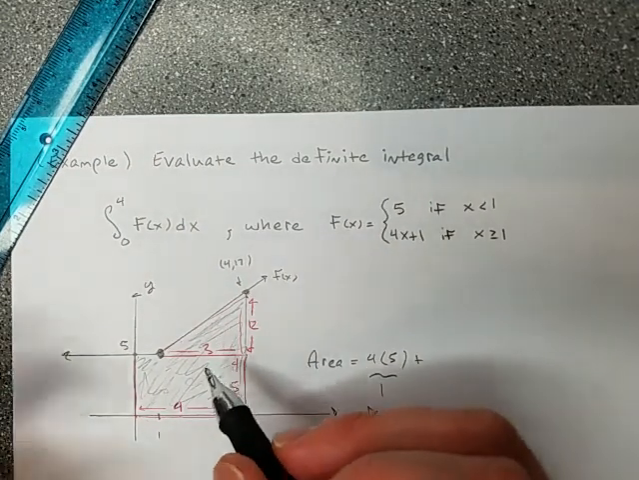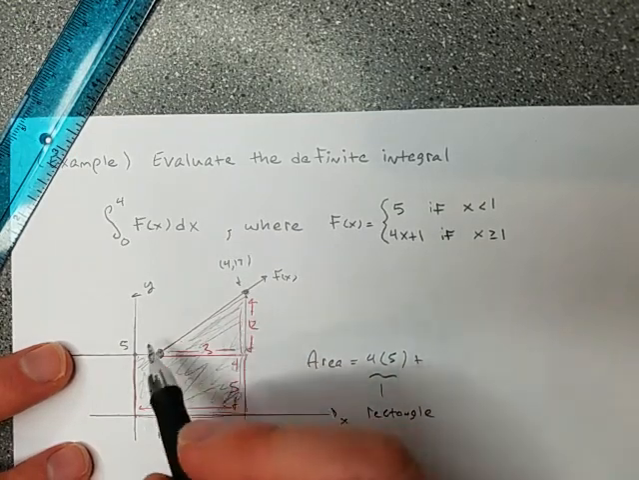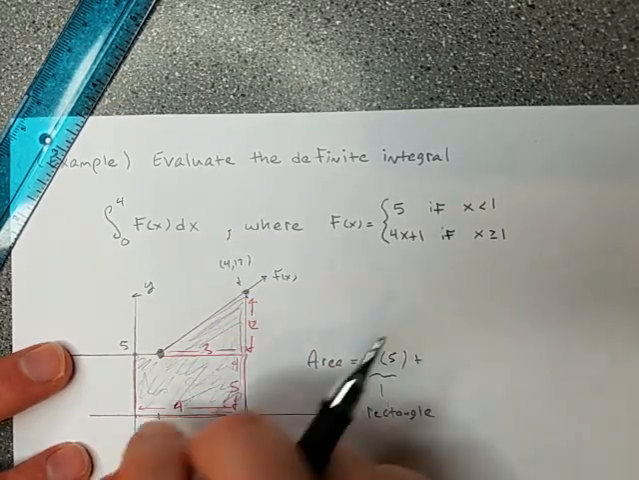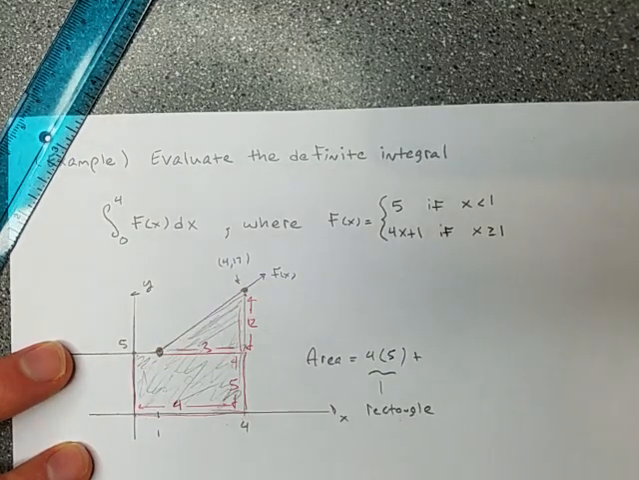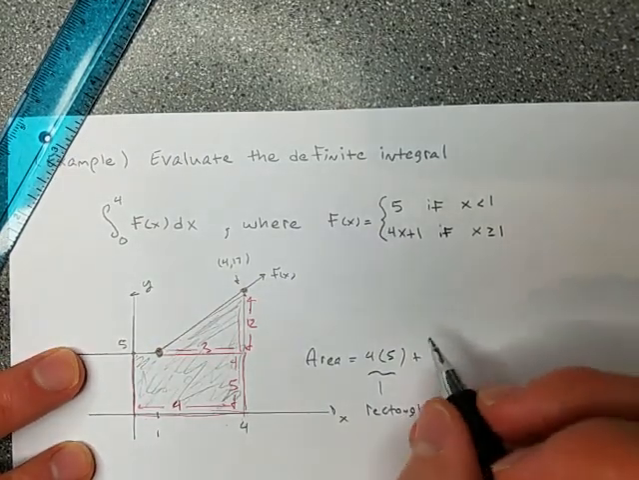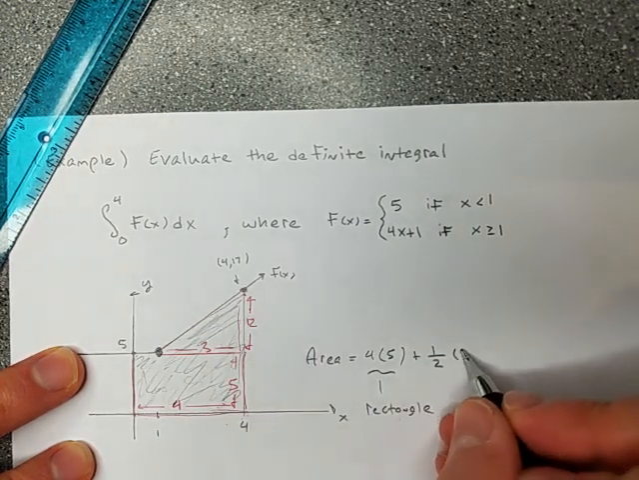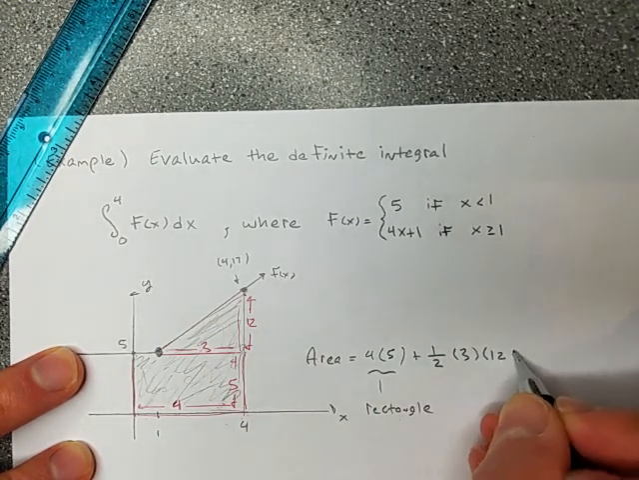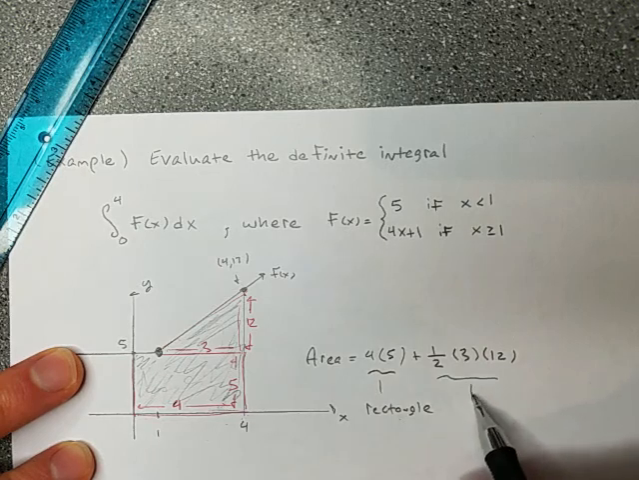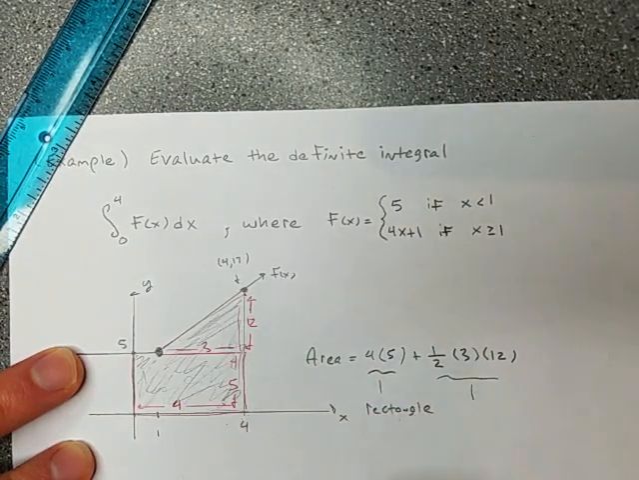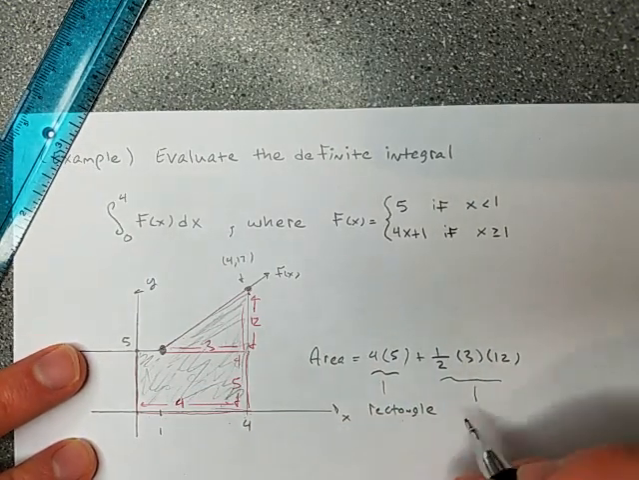Now, all right, sure. We can break it down that way. I wanted to break it down into shapes I know about that are simple. Rectangle, triangle. Okay, so let's see. For the triangle, that's going to be 1/2 base, which is 3, times height, which is 12. Okay, so I've got the whole thing now, given that I broke it down into a rectangle and a triangle.